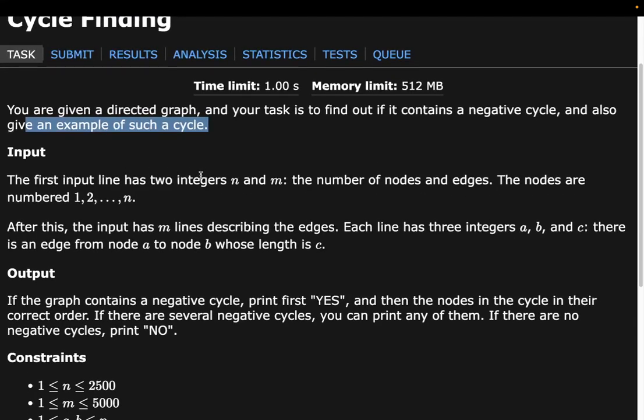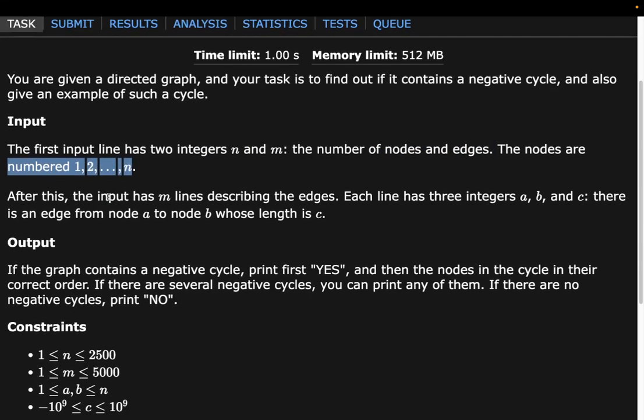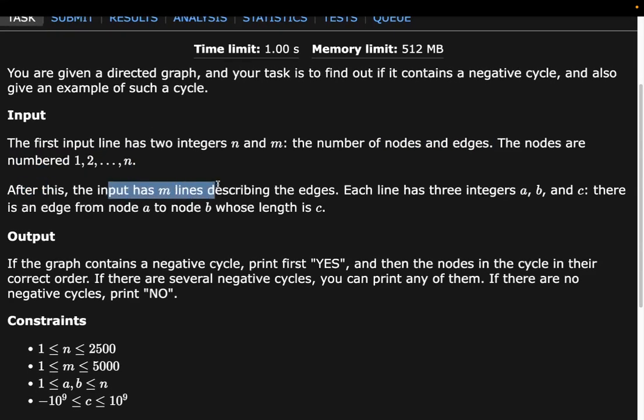The input contains two integers n and m, the number of nodes and edges. The nodes are numbered 1 to n. After this, the input has m lines describing the edges. Each line has three integers a, b and c. There is an edge from node a to node b whose length is c.